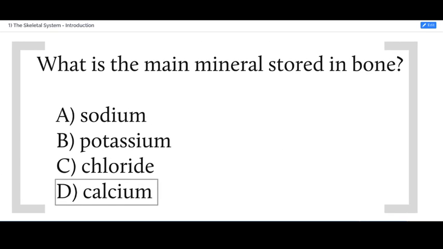While there is potassium stored in bone also, the main mineral that we're going to pay the most attention to in this course is calcium. Bone matrix is really a crystallization of calcium phosphate salt, and we're going to look at the homeostasis of that particular mineral in detail later on.